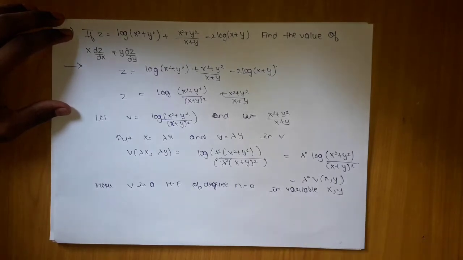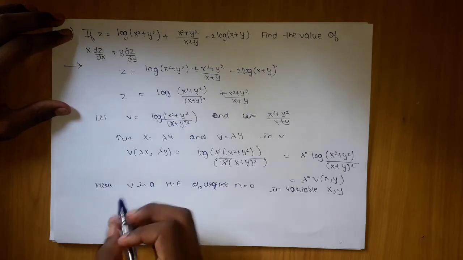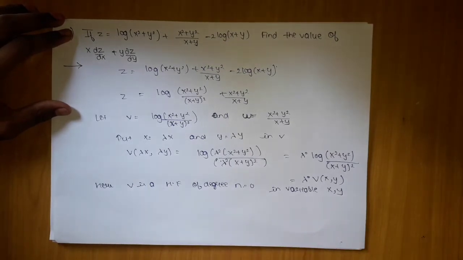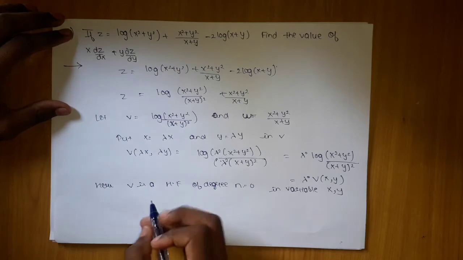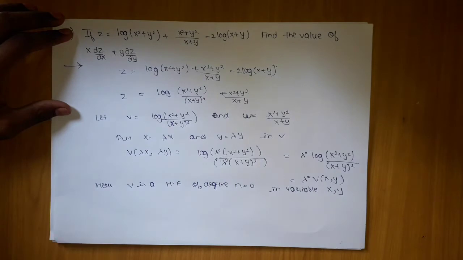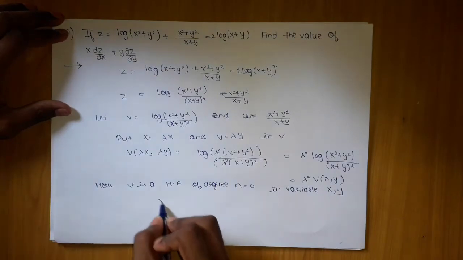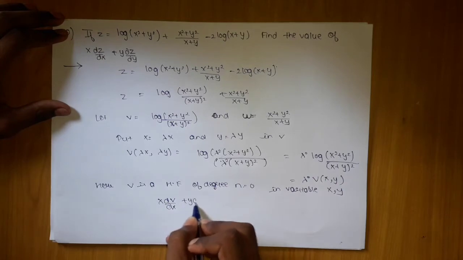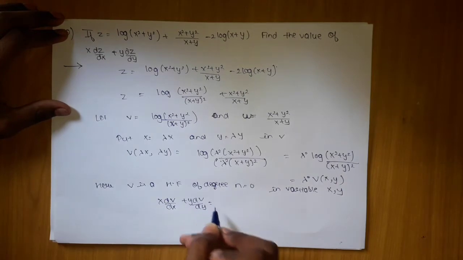N equals 0 in variables x comma y. Right? Now since it is a homogeneous function, I can apply Euler's theorem. Since the required proof is this, I am about to use Euler's first theorem, which says x dou v by dou x plus y dou v by dou y is equal to what?